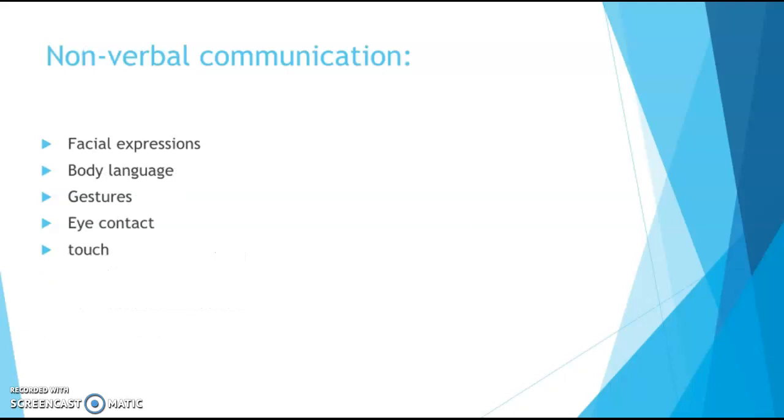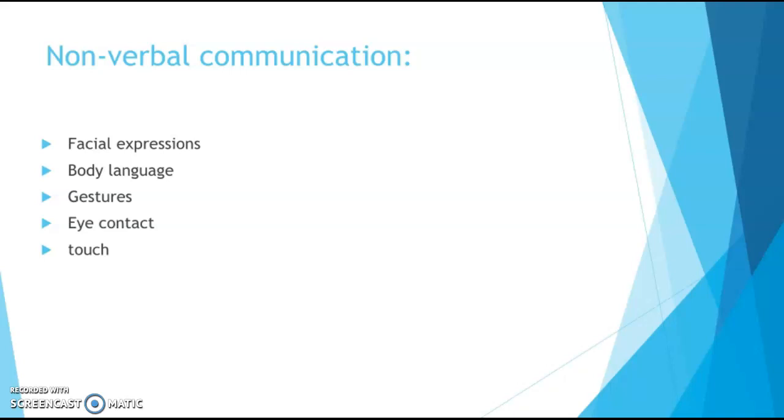Nonverbal communication includes your facial expressions, body language, gestures, eye contact, and touch. Facial expressions sometimes get us in trouble because you might be listening and not want to say anything ugly, but your face is like, oh my God, did she really just say that? So we really need to watch what our facial expression says. You've seen little memes that say, if I don't say it, my face will. So we've got to be aware of that, okay?